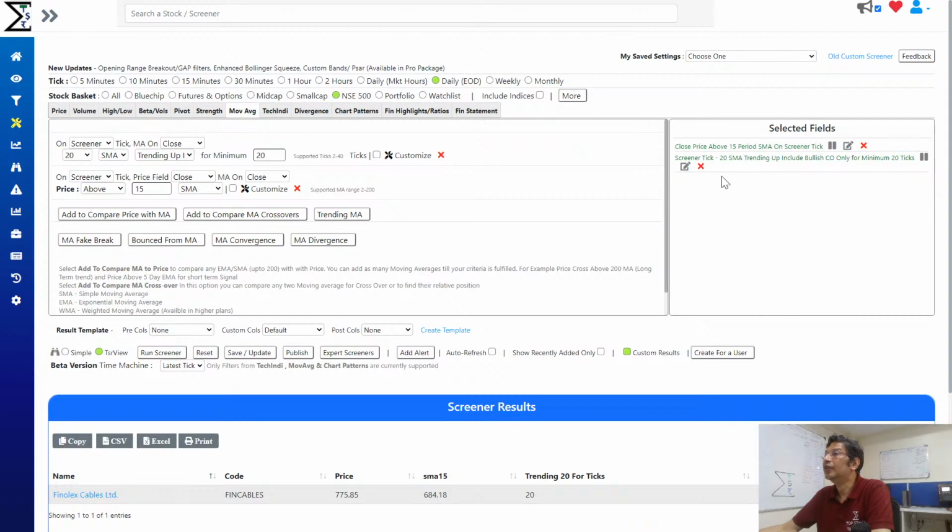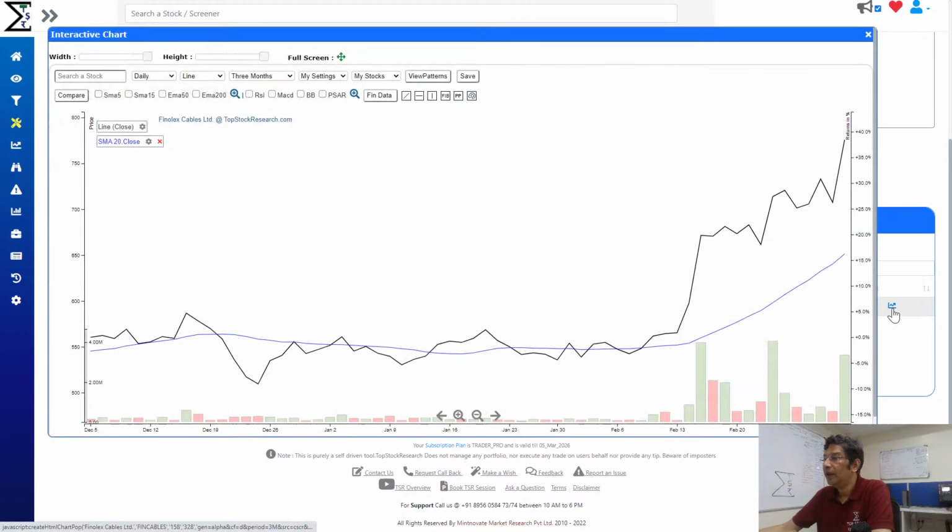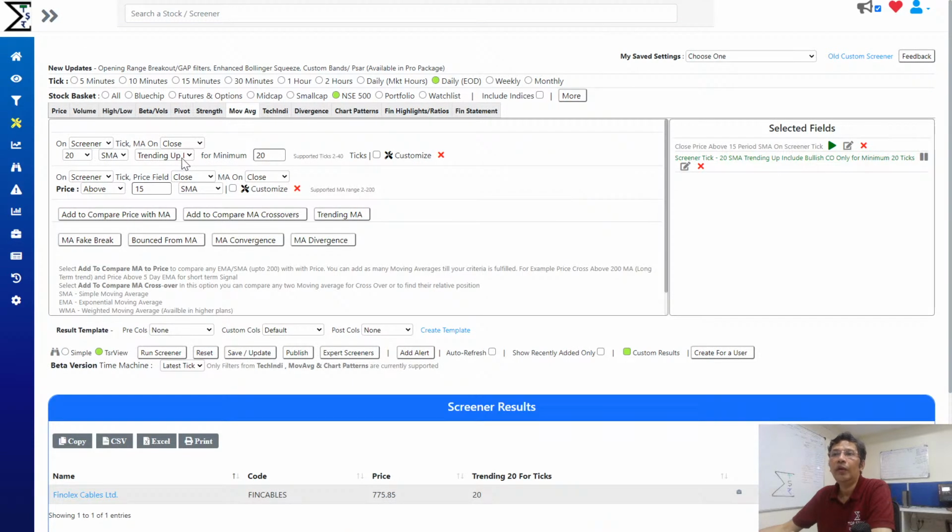I think we added 2 conditions. We have added 2 conditions. Okay, so let's see the Polycab cable. It is only trending up, and there's only a bullish crossover in the last 20 ticks, no bearish crossover. So the one example which got eliminated in the previous one, if we had used only bullish crossover instead of just trending up, then that would have given us the results.